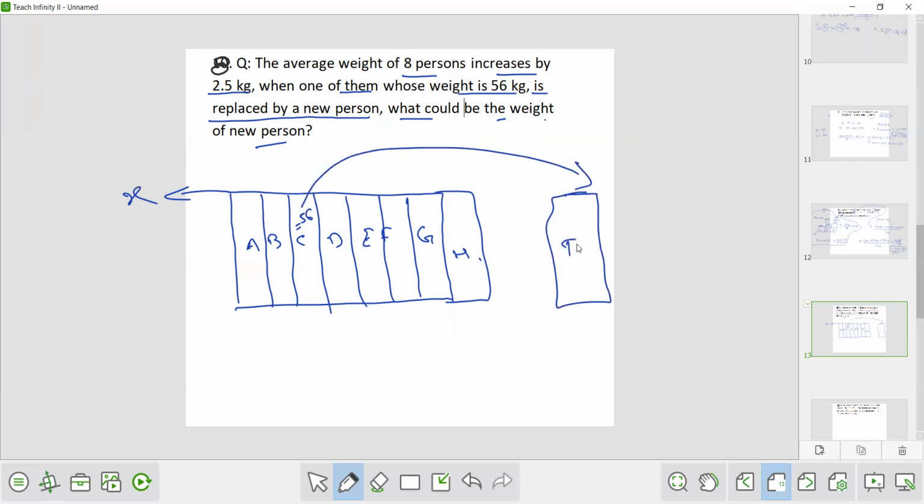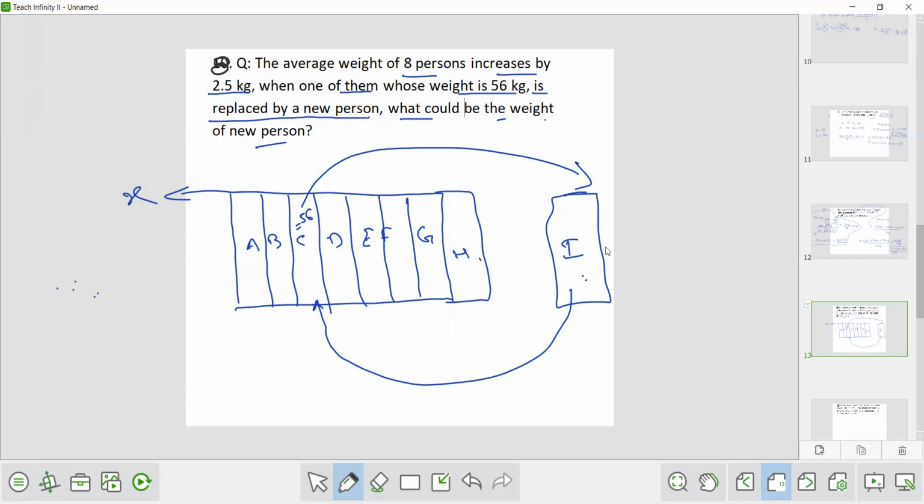I is coming in place of C. So C is having a weight of 56 kg. If I would have the same weight of 56 kg, then there will be no change in average. The average will remain the same as the earlier average.